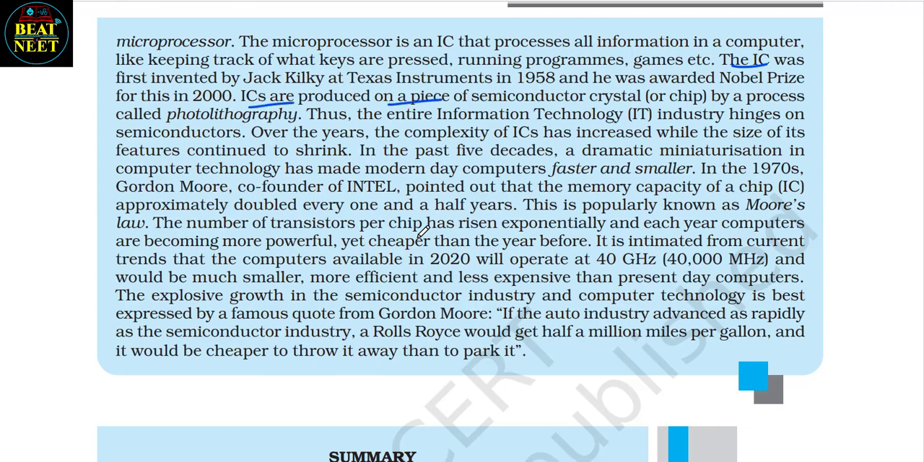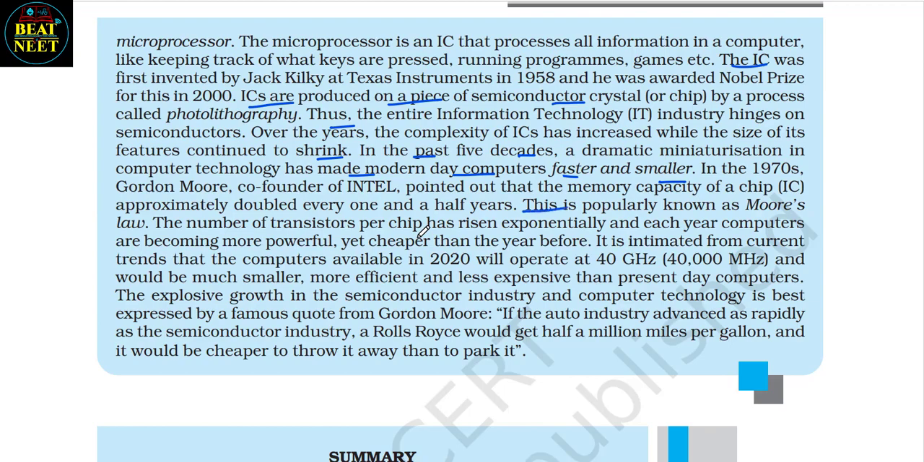ICs are produced on a piece of semiconductor crystal or chip by a process called photolithography. Thus, the entire information technology industry hinges on semiconductors. Over the years, the complexity of ICs has increased while the size of its features continued to shrink. In the past 5 decades, a dramatic miniaturization in computer technology has made modern-day computers faster and smaller. In the 1970s, Gordon Moore, co-founder of Intel, pointed out that the memory capacity of a chip approximately doubled every 1.5 years. This is popularly known as Moore's law.